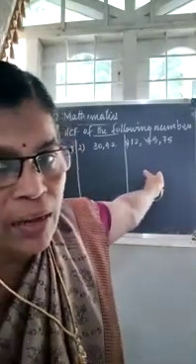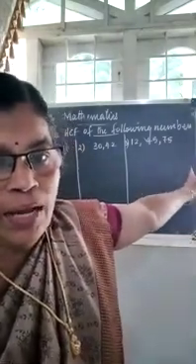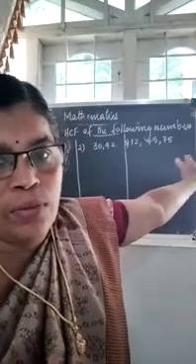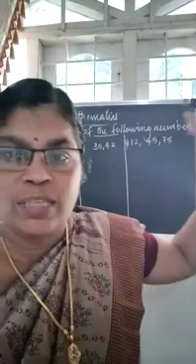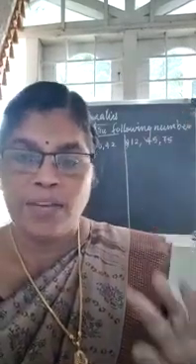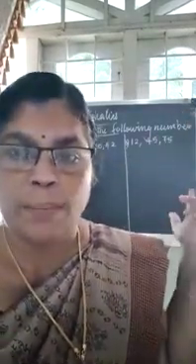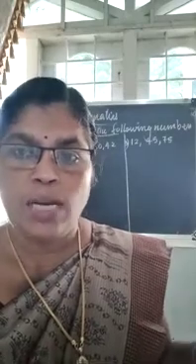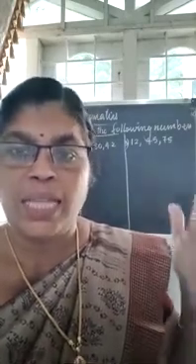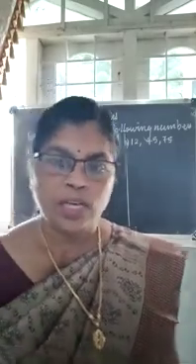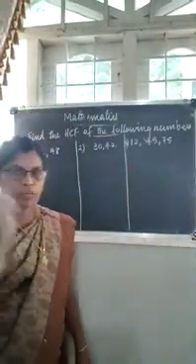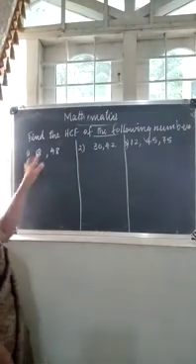What is the meaning here? The highest number by which we can divide both the numbers, two numbers. Both the numbers should be divisible by that highest number. That is called the highest common factor. So let us try to find the highest common factor of these two numbers, 18 and 48.